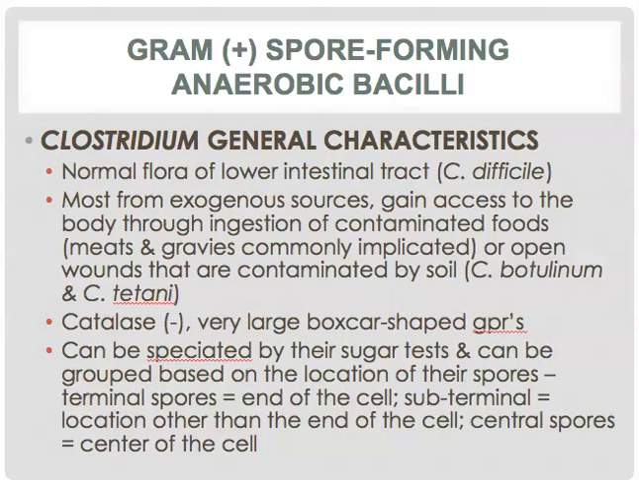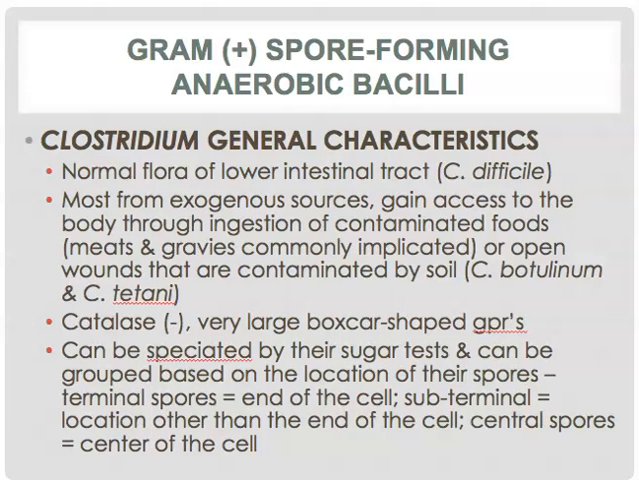They can gain access to the body through ingestion of contaminated foods, such as meats and gravies commonly, or open wounds that are contaminated by soil. So that could be with C. botulinum or C. tetani. Catalase negative.